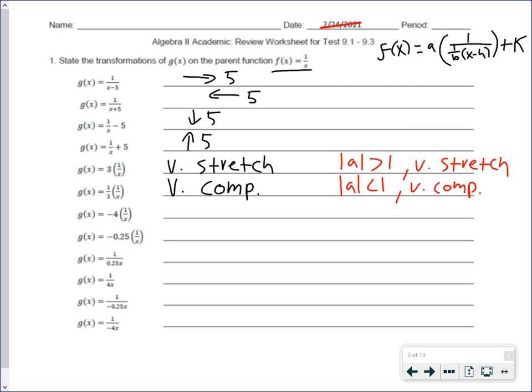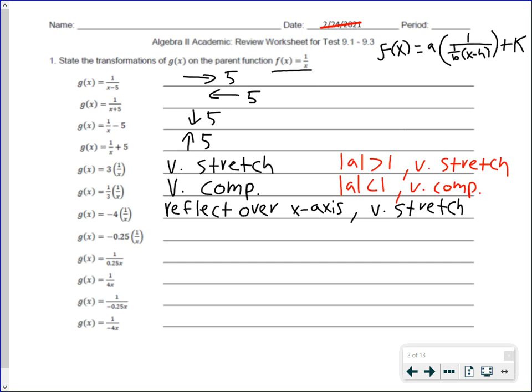Okay? And now in the next line, we have g of x equals negative 4 times 1 over x. So we can see that our a term is negative. And if our a term is negative, that means we have a reflection over the x-axis. So reflect over x-axis. And at the same time, the absolute value of negative 4 is a positive 4, and positive 4 is greater than 1. So that means we have a vertical stretch as well. So your a term can reflect over the x-axis and also stretch the graph at the same time.